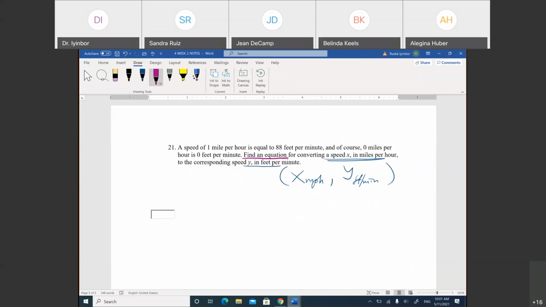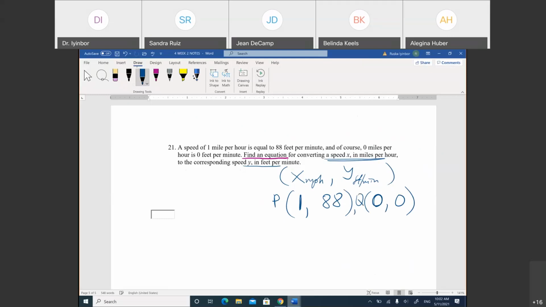So we have 2 points, we have to find the equation, okay? So what are the 2 points given? They give me 1 mile per hour, so it's going to be 1. It's 88 feet per minute, right? That's my first point. And the second one is, of course, 0 miles per hour. It's 0 feet per minute. So these are my 2 points, point P and point Q.